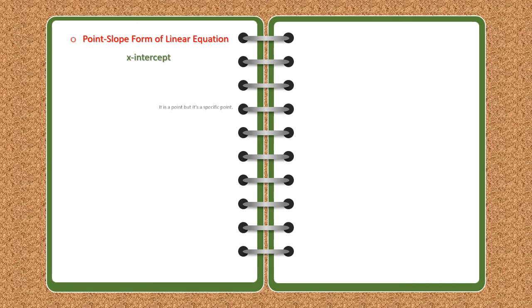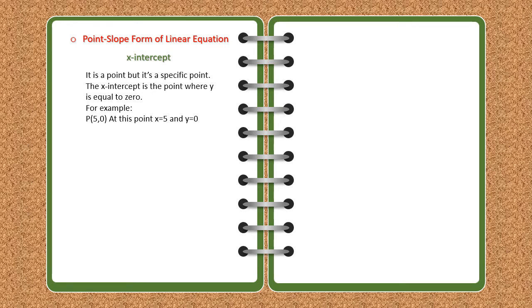The x-intercept, in this case, is a special point where y equals 0. For example, point (5, 0). Here x is 5 and y is 0. Another example, (-4, 0). On the x-axis, x is negative 4 and y equals 0.